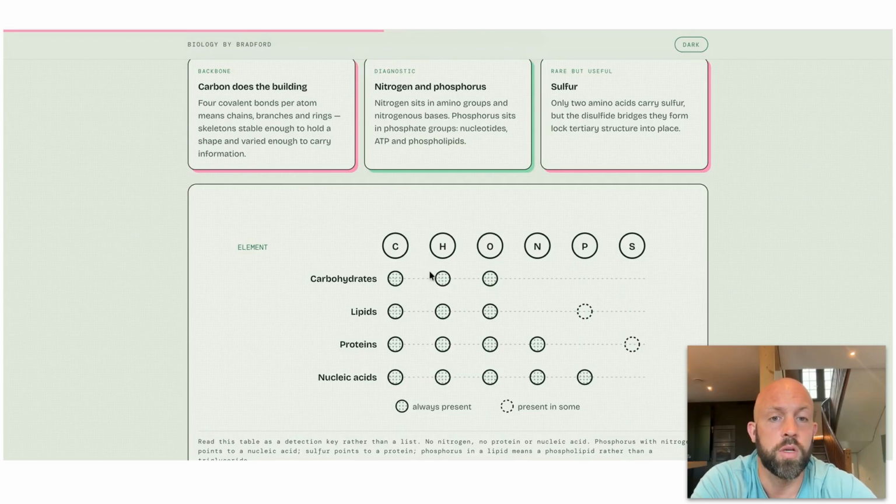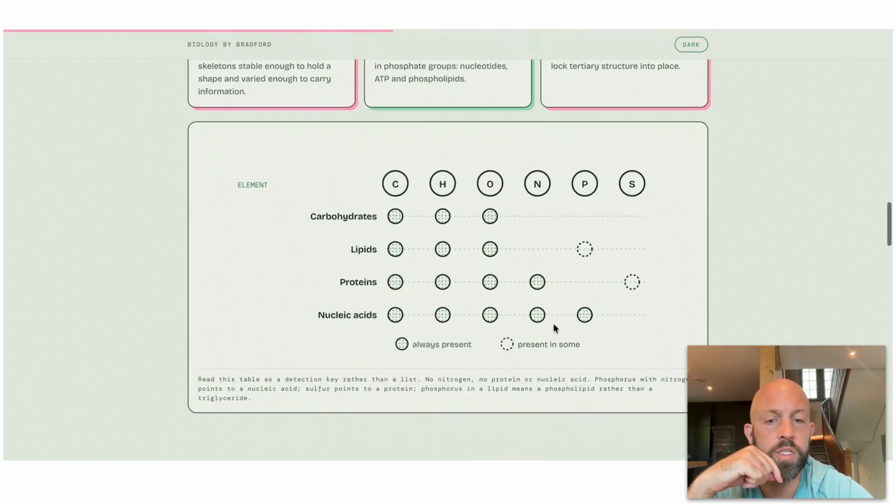There's 6 of them, and 3 of them, CHO, we need for all 4 biological molecules, but there's a couple that we'll put into brackets here as well.